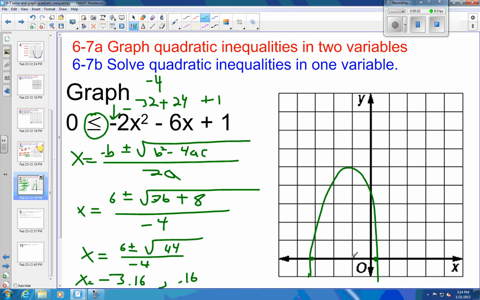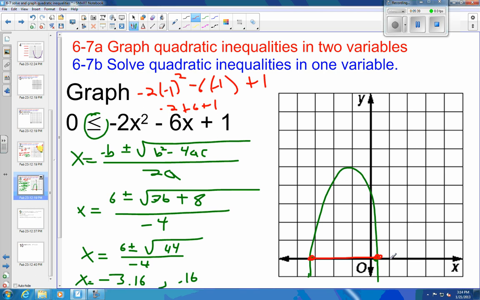Okay, test a point in here like -1. Let me erase that stuff off of there and grab another color. So we'll go -1, so -2 times -1 squared minus 6 times -1 plus 1. So that's going to be -1 squared is +1 times -2 is -2. Negative times positive is positive, so that's plus 6 plus 1. Is this stuff going to be greater than 0? Yes. So we're in between here.